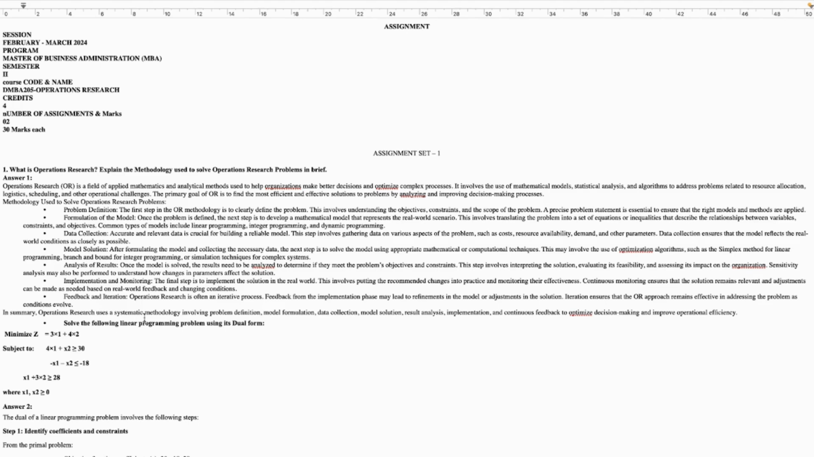Implementation and monitoring. The final step is to implement the solution in the real world. This involves putting the recommended changes into practice and monitoring their effectiveness. Continuous monitoring ensures that the solution remains relevant and adjustments can be made as needed based on real world feedback and changing conditions. Feedback and iteration.